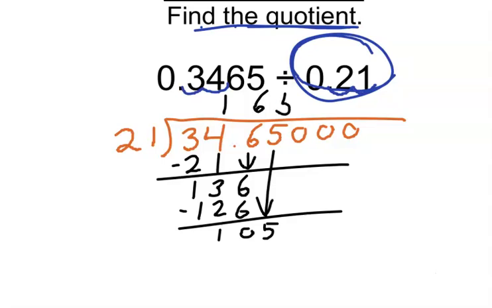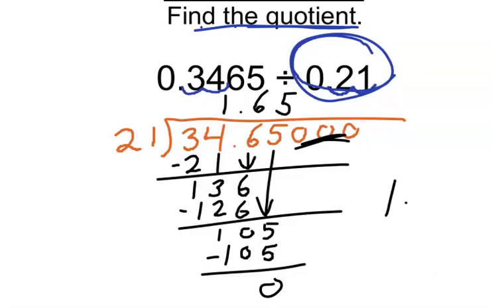That's 5 times. 5 times 1 is 5. 5 times 2 is 10. We'll subtract those, and it becomes a 0. So we don't need any of those. So there's our answer. We just bring the decimal up then. So the answer is going to be 1.65. So the answer to that quotient is 1.65.